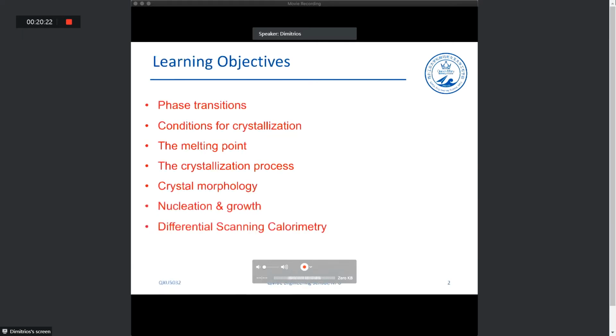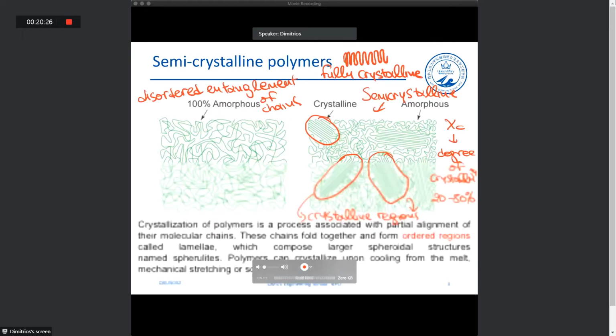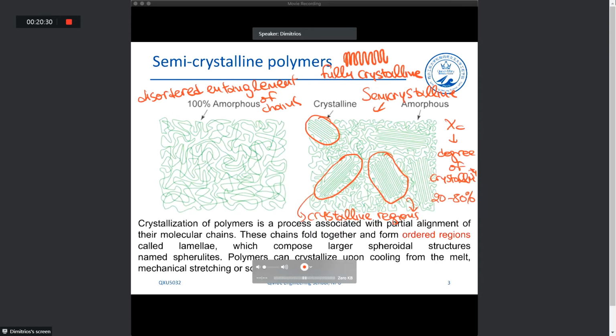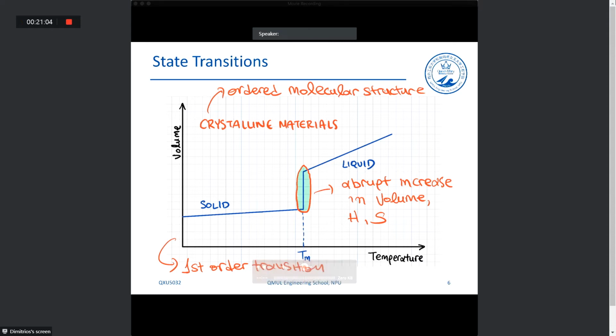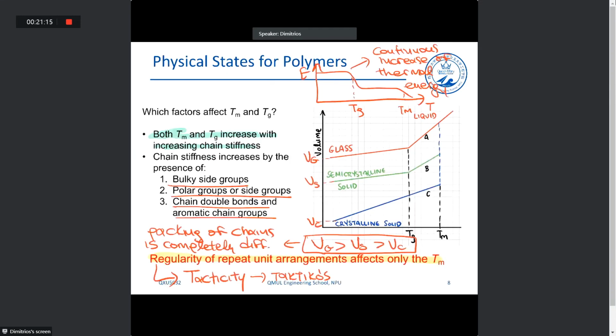So let's go through a quick, brief overview of what we said last time. We said that most materials are completely disordered, so they have only a glass transition. We said that the glass transition is a property of the amorphous phase, while melting and crystallization are temperatures that relate to the crystalline phase, okay? And we said that the glass transition is a second order transition because we have a change of slope in terms of the volume, while in the case of the melting point, we have a significant increase in volume, in enthalpy, or in entropy, and it is a first order transition.